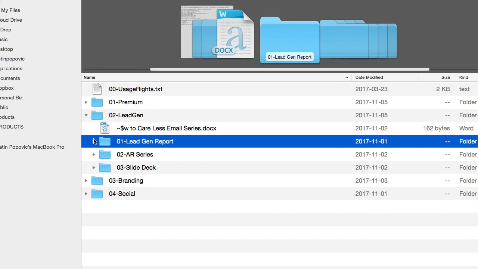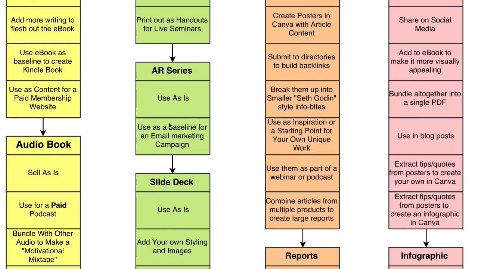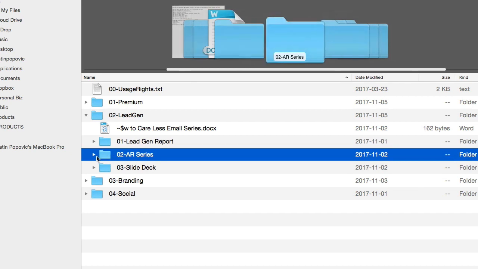PLR content can be used for physical books, physical handouts, things that you laminate, worksheets if you're doing live events, and so on. The autoresponder series. So this is pre-written emails that you can literally just copy and paste. Let me show you what those look like right here.